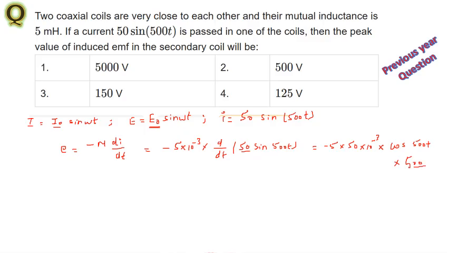Now the two zeros and the 10 power minus 3 cancel over here, and we have minus 125 cos 500t, which is equal to E. Compare this with the equation above: E naught is equal to 125. So the answer in this case is 125 volt.